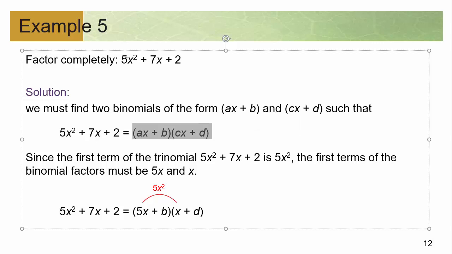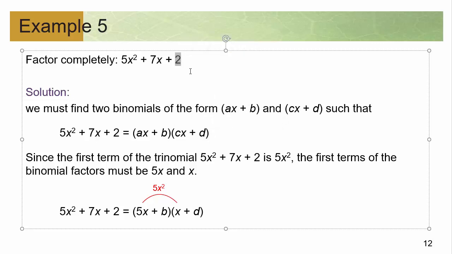Now, if this was a 4, we would just have more things to check because it could either be a 4x and an x, or it could be a 2x and a 2x, right? So it's just going to add more things to check. But the rules are still the same. The first two terms have to multiply to the first term, and the second two terms, right, the two constants, have to multiply to the last one.